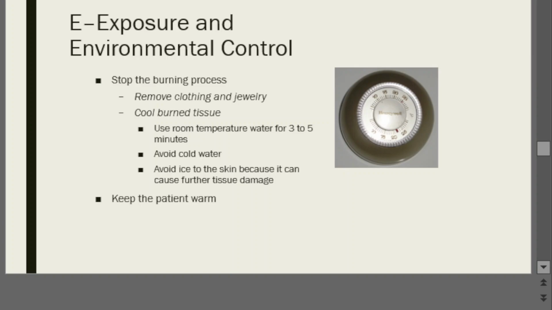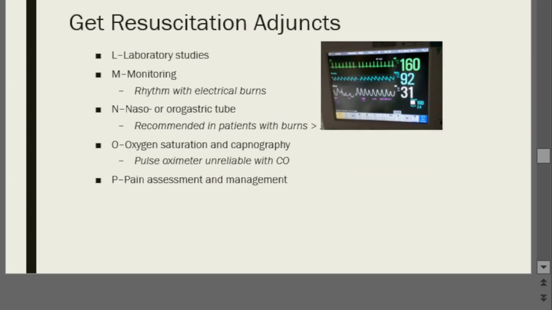Okay, so maintenance of body temperature is crucial in patients with burns since they have lost their protective skin covering. We want to use a sterile or clean sheet or blankets to cover for both warmth and to limit pain from air currents on exposed skin. The air can cause a lot of pain for these patients.